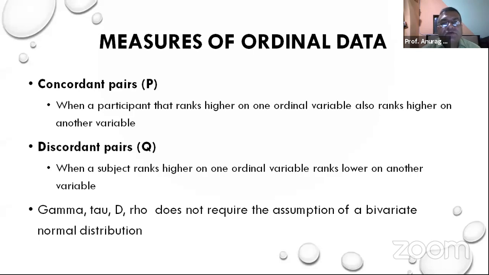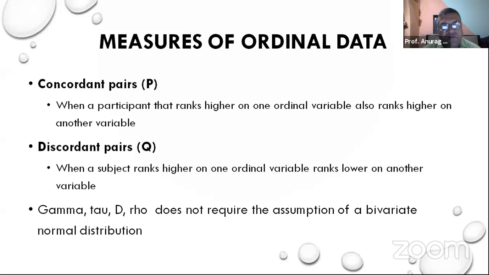I define two concepts for measures of ordinal data. Very important for you because you often use Likert scales in your questionnaires. So I'm defining two concepts called concordant pairs and discordant pairs. When a participant that ranks higher on one ordinal variable also ranks higher on another variable, then we call it a concordant pair and we add 1 to the value of P. Similarly, a discordant pair is when a subject ranks higher on one ordinal variable but ranks lower on another variable. Before I go to the use of these pairs, you can easily find from your data where there is an agreement on ranks or where there is a disagreement on the ranks.